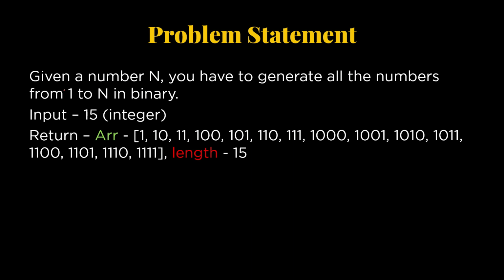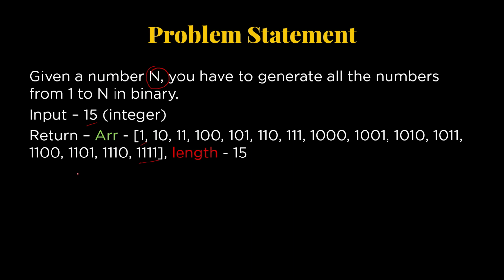We are given a number n, and you have to generate all the numbers from 1 to n in binary. Suppose you are given the input 15, then we have to generate all the numbers from 1 to 15 in binary. So these are all the binary numbers from 1 to n.